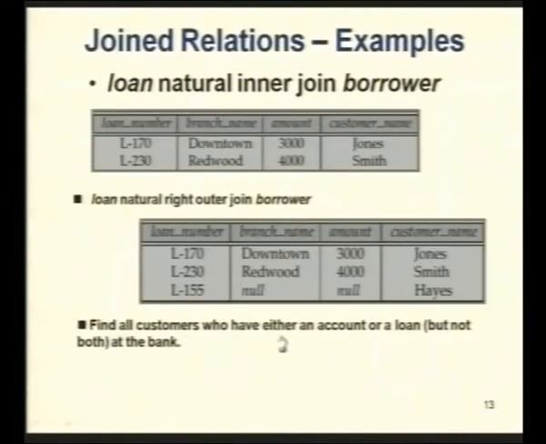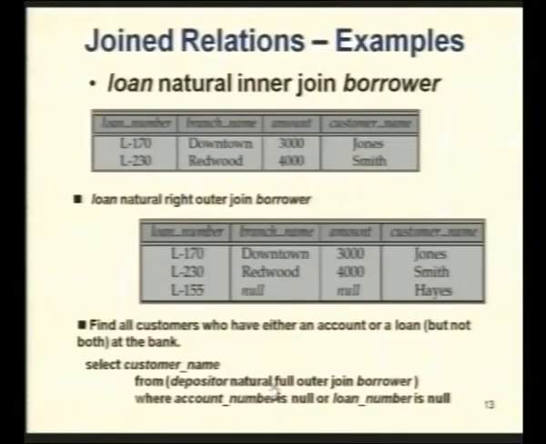Find all customers who have either an account or a loan but not both at the bank. This would be very important. Select customer name from depositor natural full outer join borrower where account number is null or loan number is null.